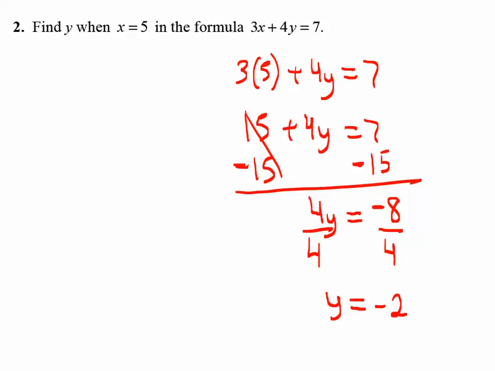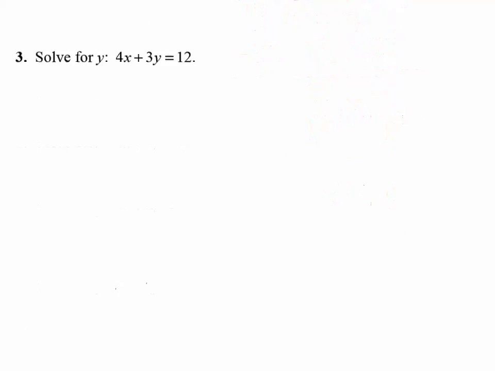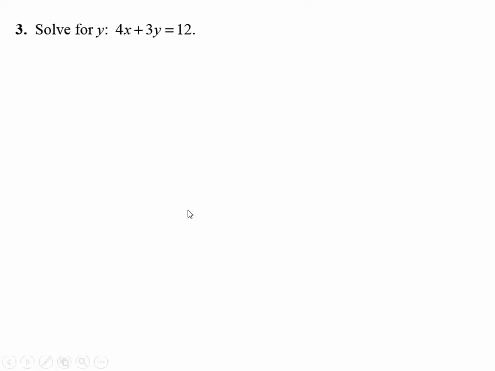Alright, how many got that one right before I gave the answer? Okay, cool. Let's get a tiny bit more abstract. We're going to keep both variables in there this time. So how about this one? We're going to solve for y, and the equation is 4x plus 3y equals 12. So no more plugging in for the x.